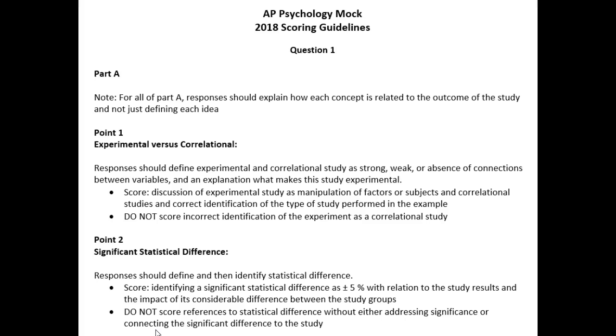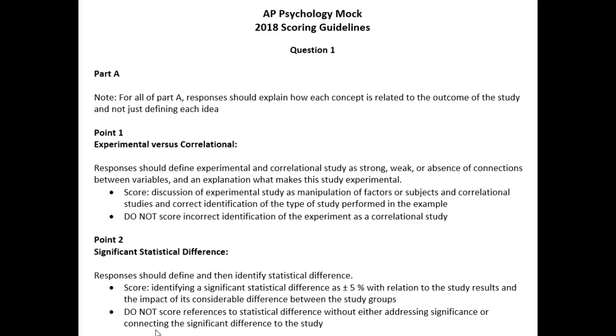For question 1, just a note, all the responses should explain how each concept is related to the outcome of that study. It should not just be about defining each idea or giving a general comment on each concept. Point 1 discusses experimental versus correlational. Essentially, the responses should define both types of study, and then connect back to the specific study with the good luck golf ball situation.